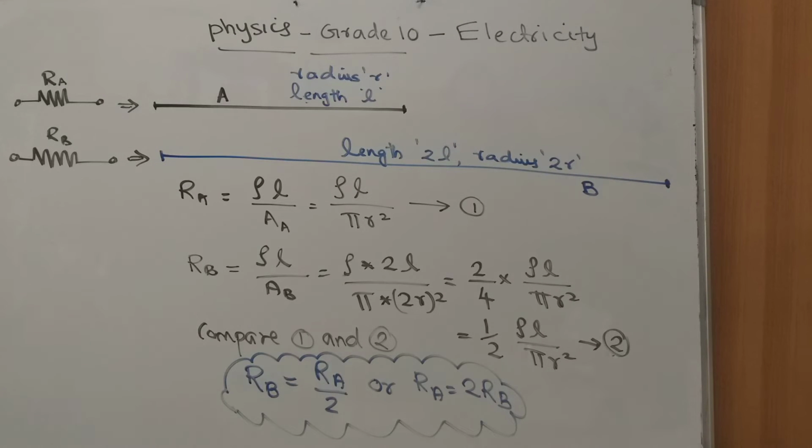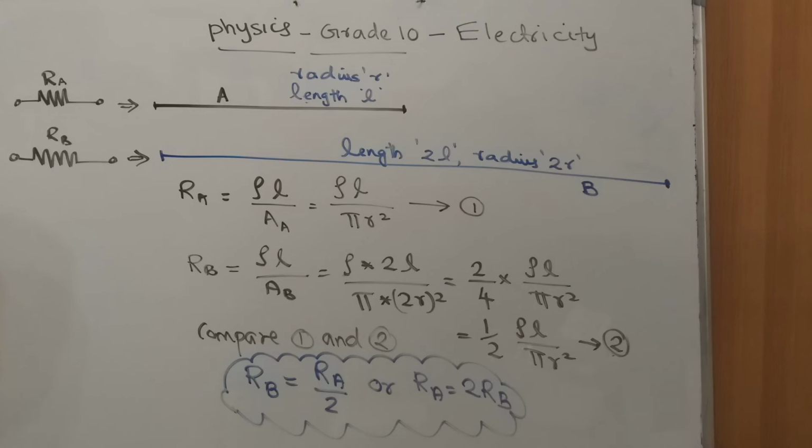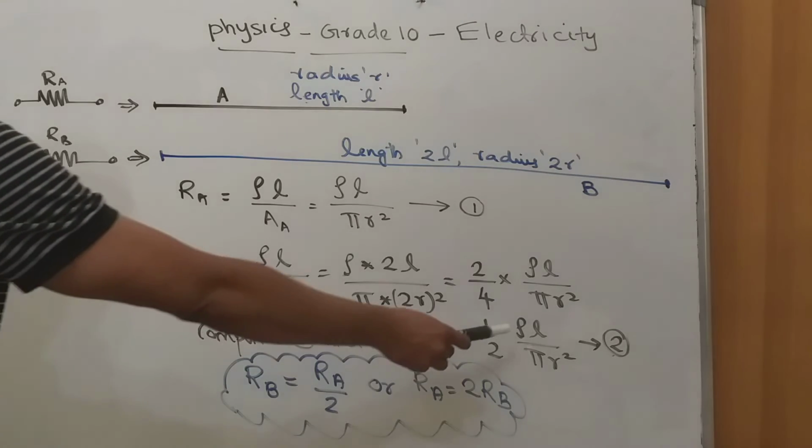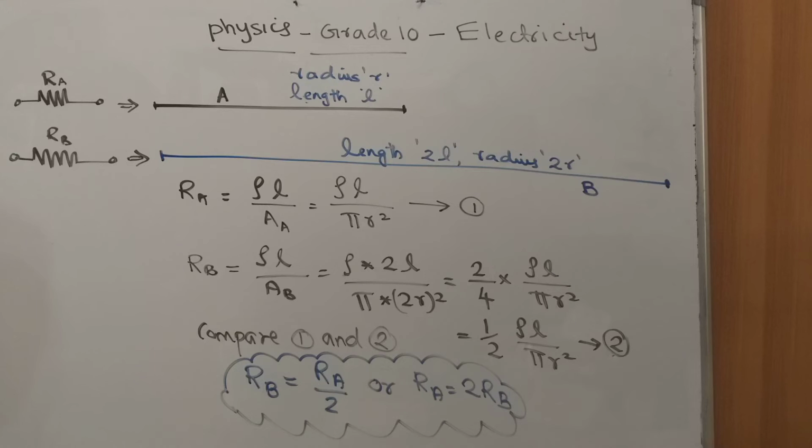Now if you compare the relationship between the two equations 1 and 2, we can establish a relation that RB, the resistance of wire B, is equal to RA divided by 2, because in this particular equation, rho L divided by pi r square is nothing but RA. So RB is RA over 2, or half of RA, or RA is twice of RB.